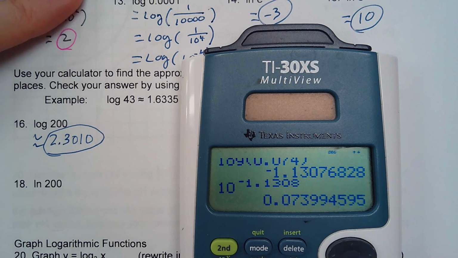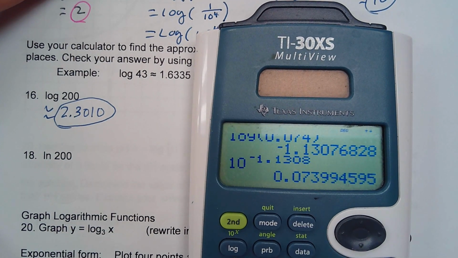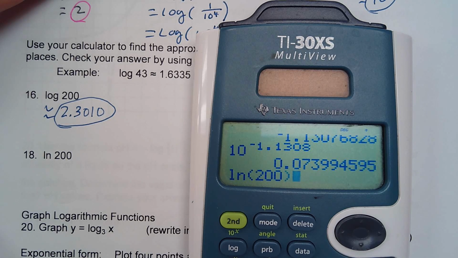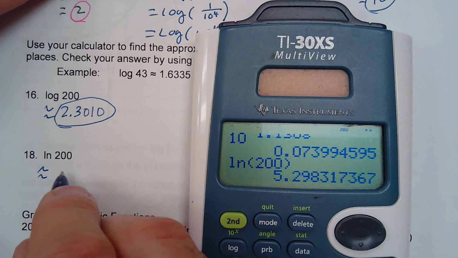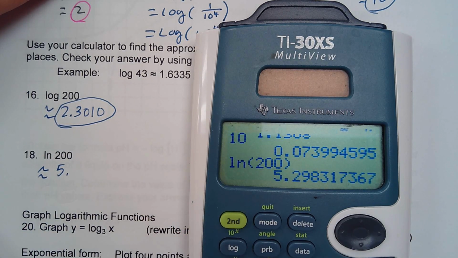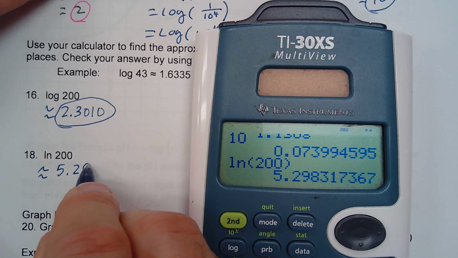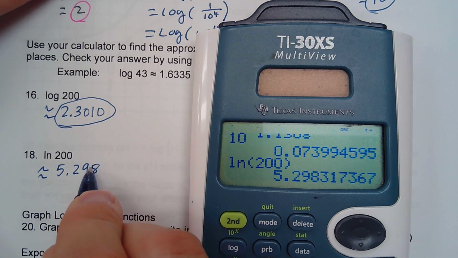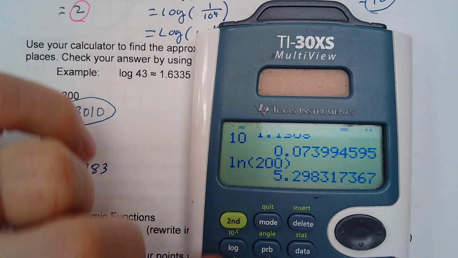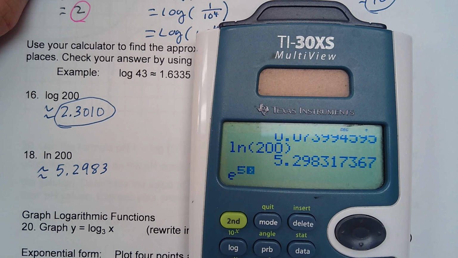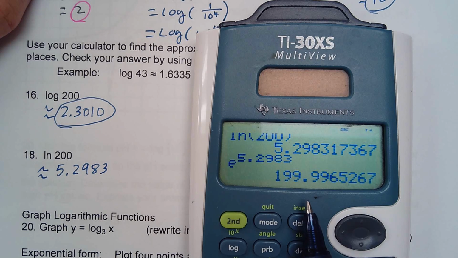So let's do the natural log of 200. Again, if I round that off, that'd be 5.2983. So now let's take second ln. I'm going to put in that 5.2983. Again, I get something very close to 200.